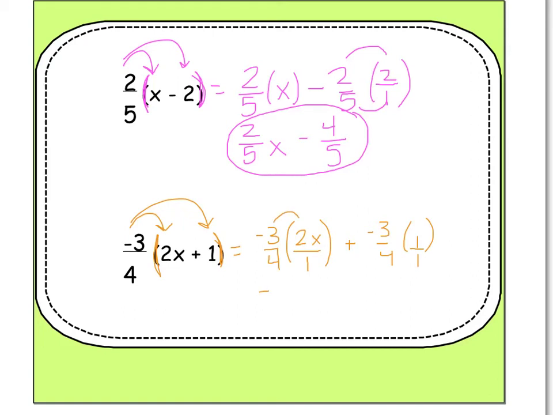Top times top gives us negative 6x over bottom times bottom gives us 4. Plus we've got negative 3 times 1, which is negative 3, 4 times 1, which is 4. So our final answer is going to be negative 6x over 4 plus negative 3/4. We cannot add these together because this term here has an x and this term doesn't. So we can just leave it in this form exactly how we have it right now.